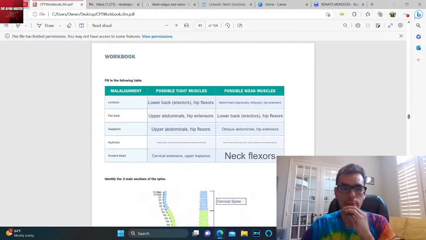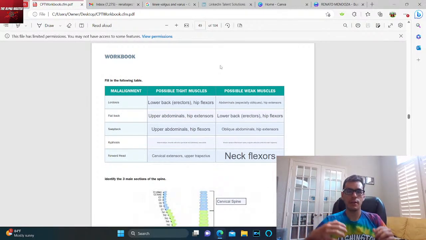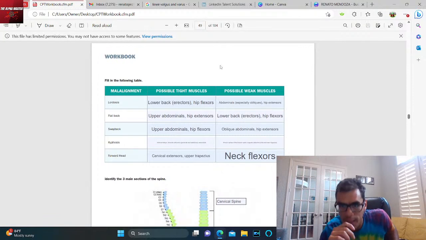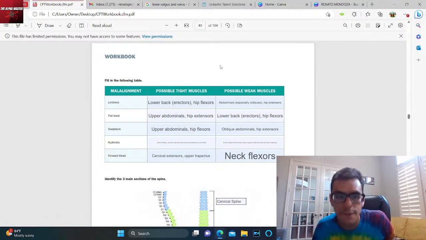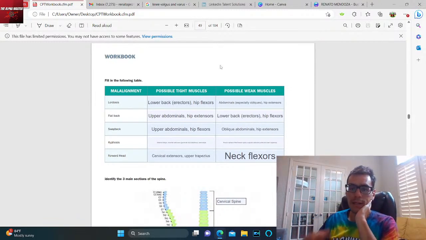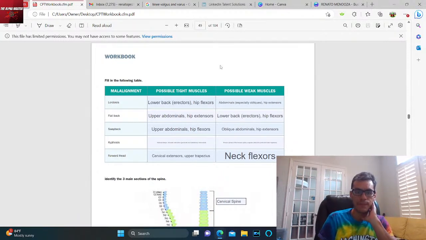I'm going to go over this one more time, all right? Lordosis: lower back erectors and hip flexors are the possible tight muscles, and abdominals, especially obliques, and hip extensors are the possible weak muscles. Flat back: upper abdominals and hip extensors are the possible tight muscles, and the lower back erectors and the hip flexors are the possible weak muscles.